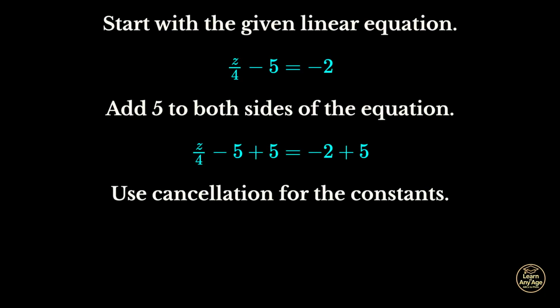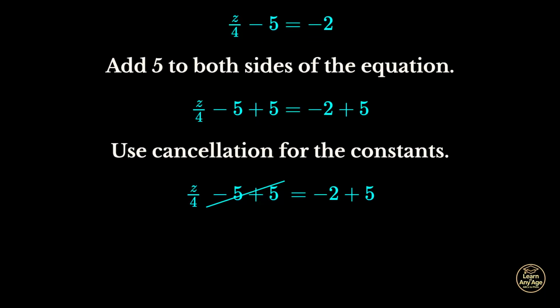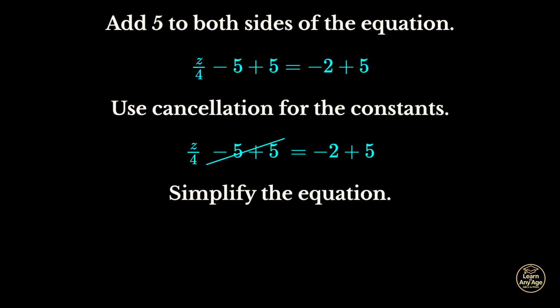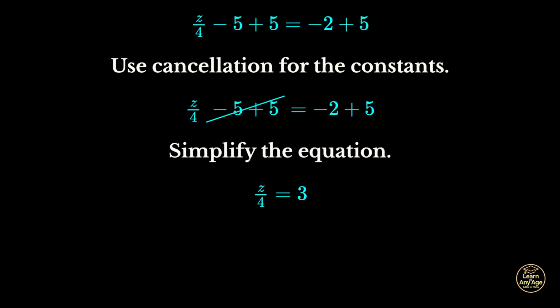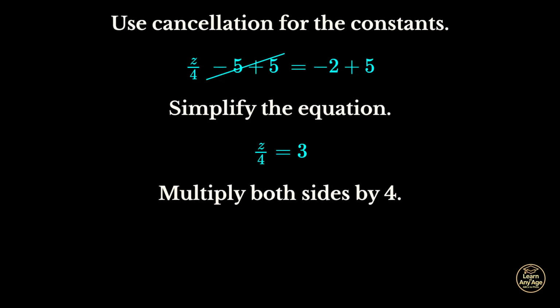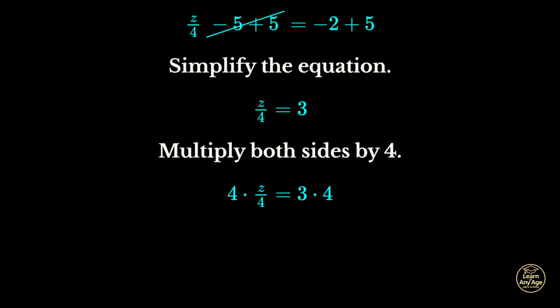Use cancellation for the constants. Z over 4 minus 5 plus 5 cancelled out equals minus 2 plus 5. Simplify the equation. Z over 4 equals 3. Multiply both sides by 4. 4 times z over 4 equals 3 times 4.